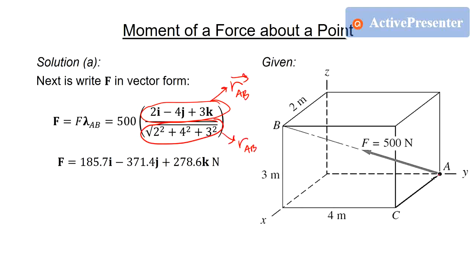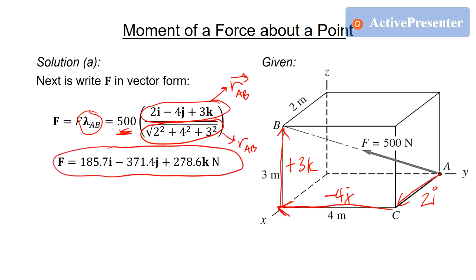As you can see, RAB, because we have 2i, then we have negative 4j, then we have positive 3k. So that is the three-dimension components of the position vector RAB divided by its magnitude to get the unit vector. Then multiply it by the magnitude of the force, then we can get the force vector.